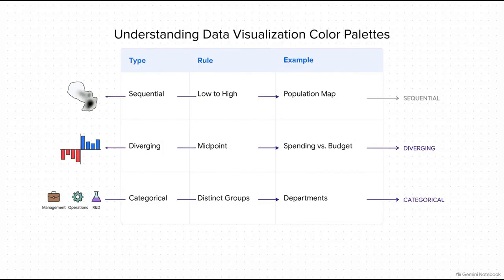So let's quickly lock in this mental model. Ordered low to high, sequential palette, like our density map. Pivoting around a meaningful midpoint, diverging palette, like the budget. Showing distinct unrelated groups, categorical palette, like the corporate departments. Choosing the wrong one from this list is for sure one of the fastest ways to accidentally mislead your audience.